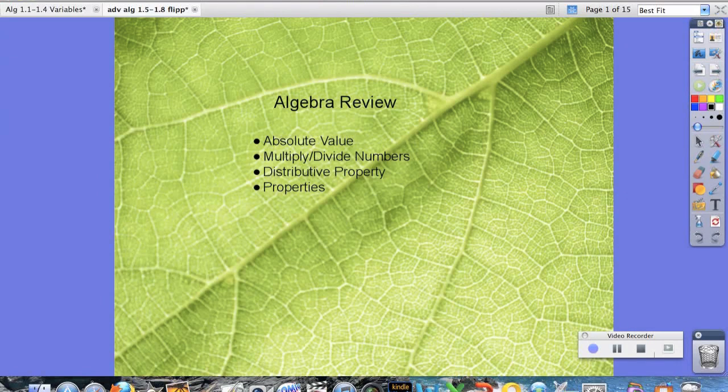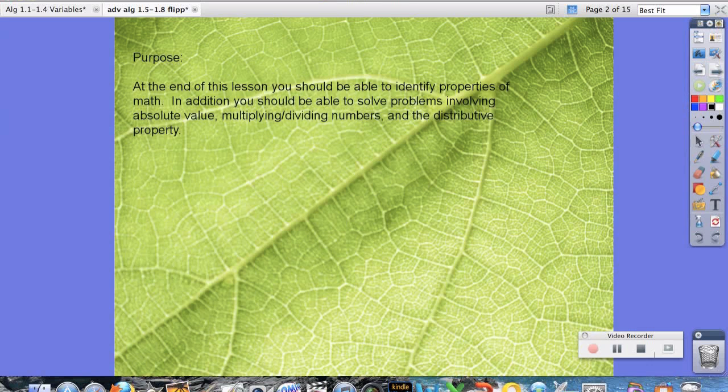Hello students, today in your algebra class we're going to be reviewing the absolute value, multiplying and dividing numbers, distributive property, and the properties of math. So at the end of this lesson you should be able to identify properties of math. In addition, you should be able to solve problems involving absolute value, multiplying and dividing numbers, and the distributive property.